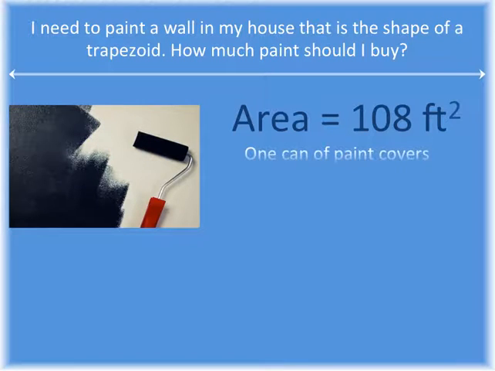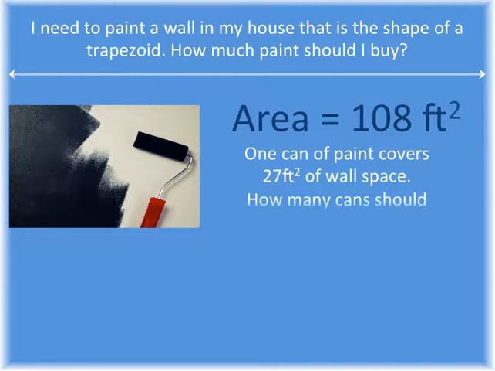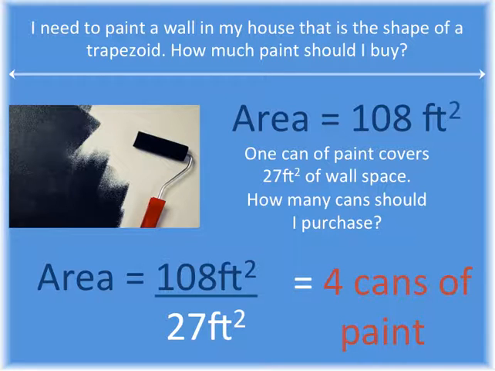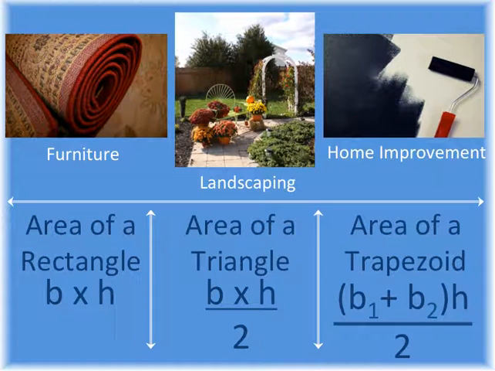But again, I still don't know how much paint to buy. So what if 1 can of paint covers 27 square feet of wall space? How many cans should I purchase? Again, just like our backyard, we can take the area, divide by how much 1 can of paint covers, lets me know I need 4 cans of paint.